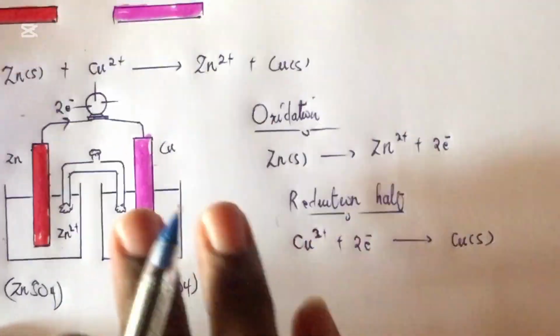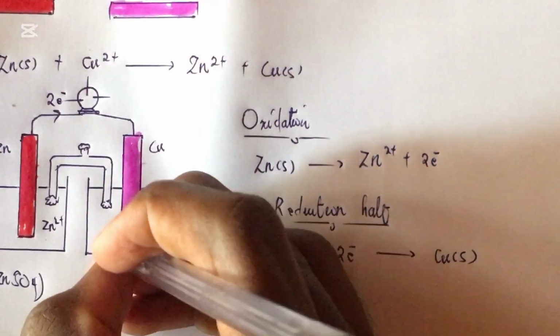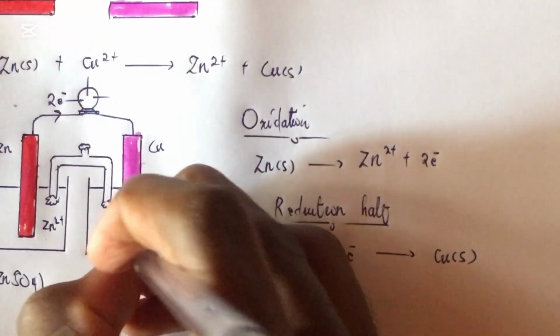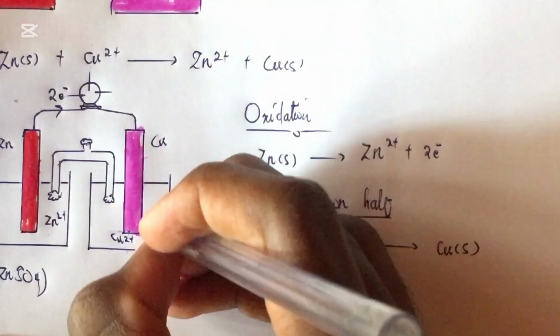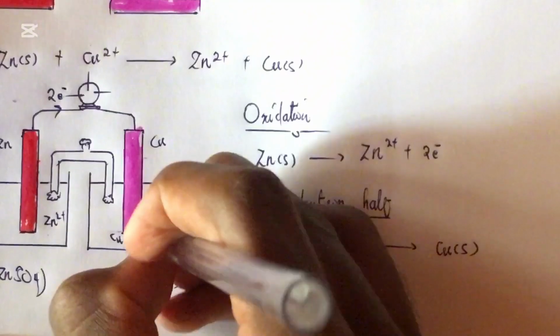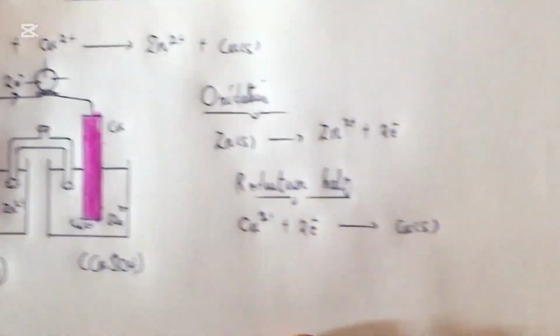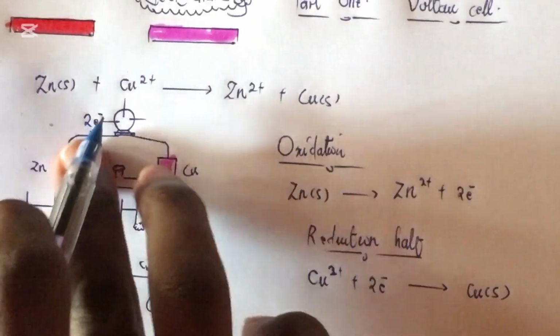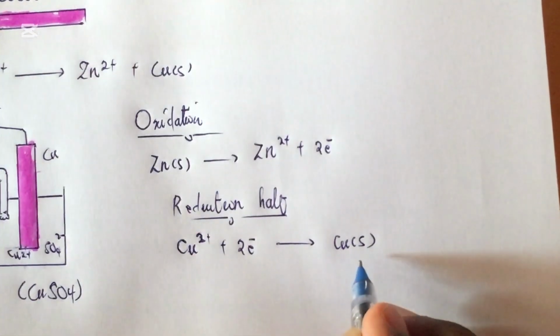So the same thing applies here. Now, in this solution, we have copper 2 plus. Remember that this one is actually a solution. In this solution, you have copper 2 plus and SO4 2 minus. The copper 2 plus here is also accepting 2 moles of electrons. Now, these 2 moles of electrons will add up to give you your copper solid.